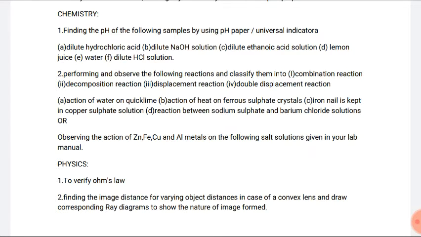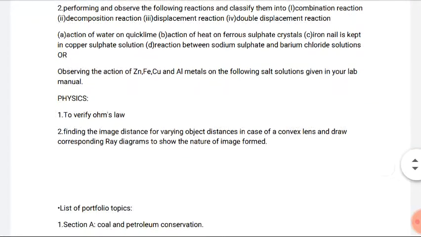First, finding the pH of the following samples by using pH paper or universal indicator. A. Dilute hydrochloric acid. B. Dilute NaOH solution. C. Dilute ethanoic acid solution. D. Lemon juice. E. Water. F. Dilute HCl solution.